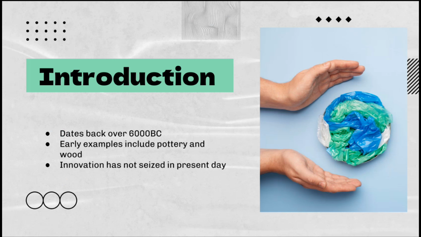Food packaging dates back over 6000 BC with early examples made from pottery and wood. Over centuries, packaging materials have evolved and innovation continues till present day. Let's take a look at how this evolution has unfolded over the last 100 years.